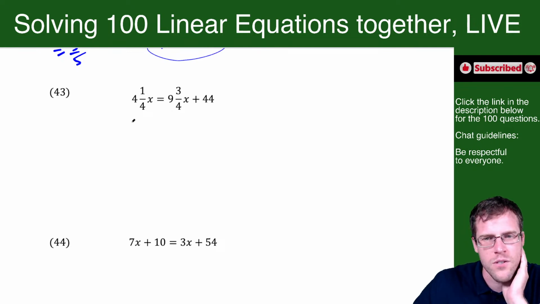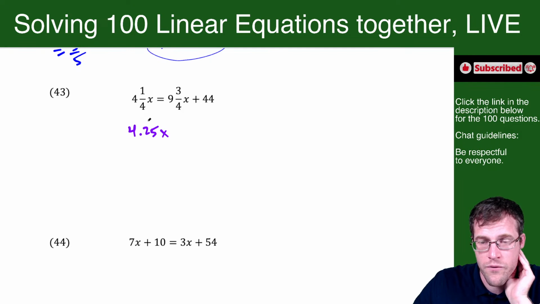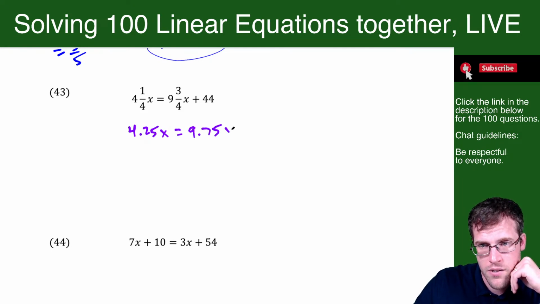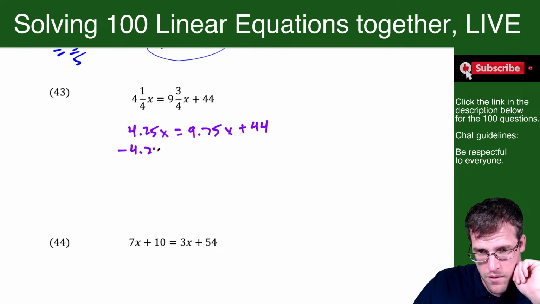Okay, so this one, I would say here, yeah, maybe decimal again. So 4.25x, because 1/4 is 0.25, equals 9.75x plus 44. With decimals, I mean, whatever, I'll just do it this way. Do this.